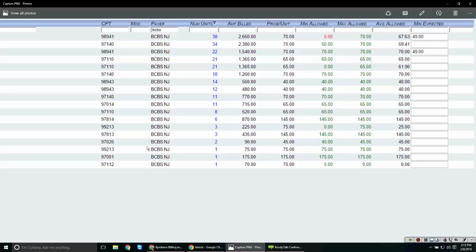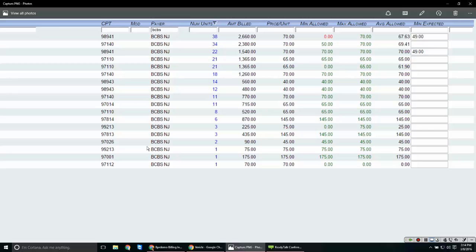And then in the last field, which is actually a text field, right now we only have 2 fields filled in, but this allows you to enter the amount you're expecting to be allowed for that CPT from that payer. That way, if the system detects that we have a claim that went out for that CPT where you have filled in an amount in this minimum expected column, and we receive an allowed amount that's less than that, the system will automatically flag it.